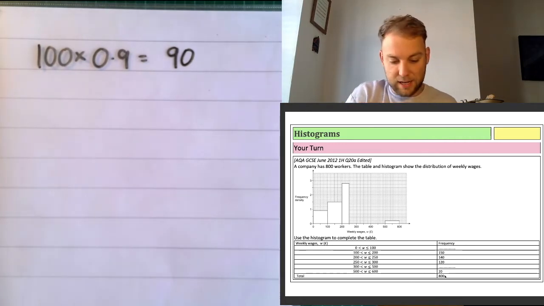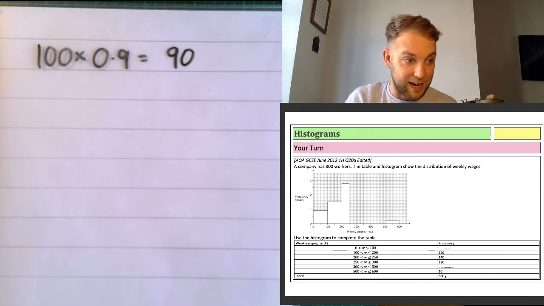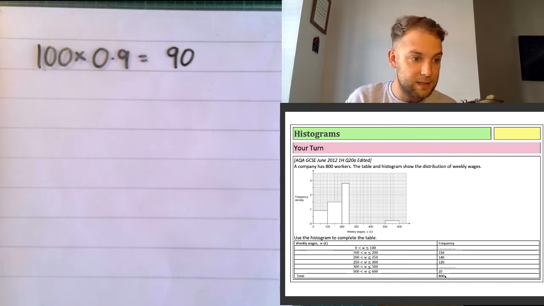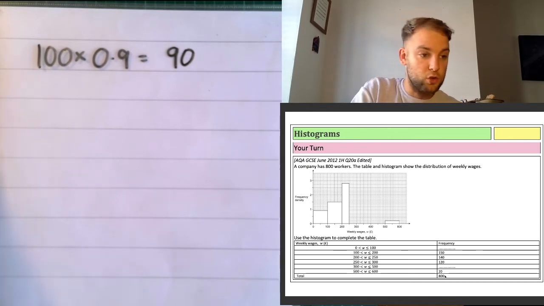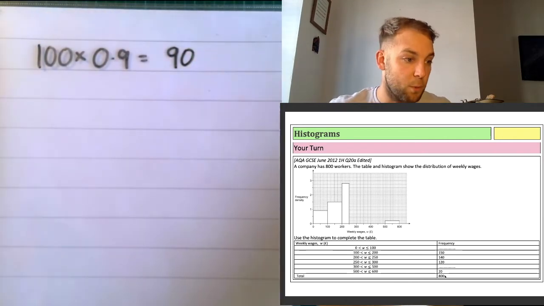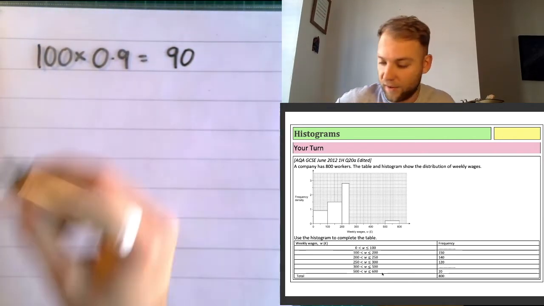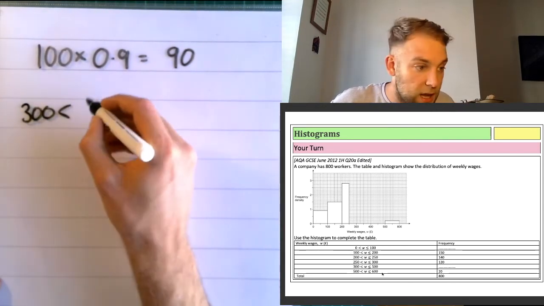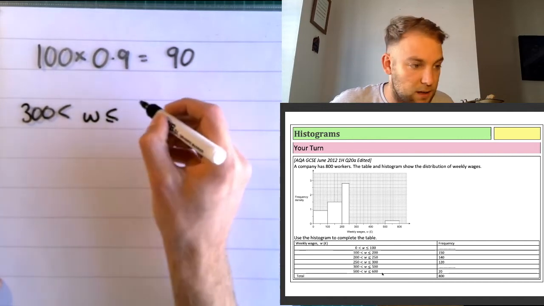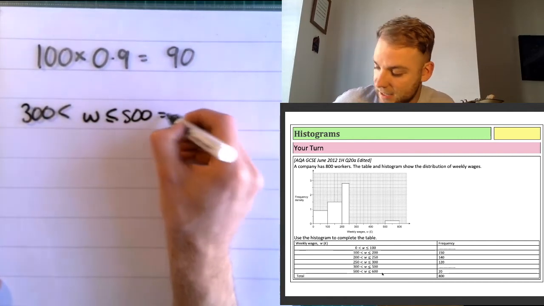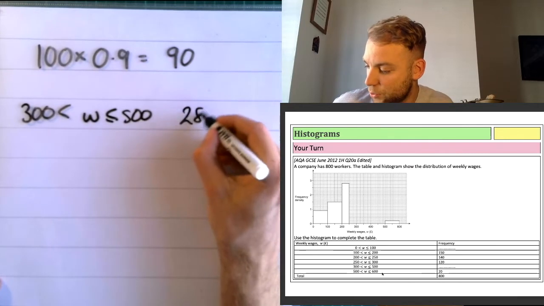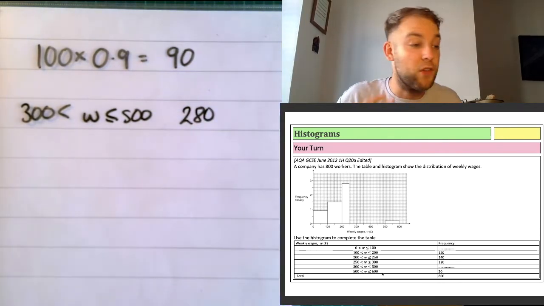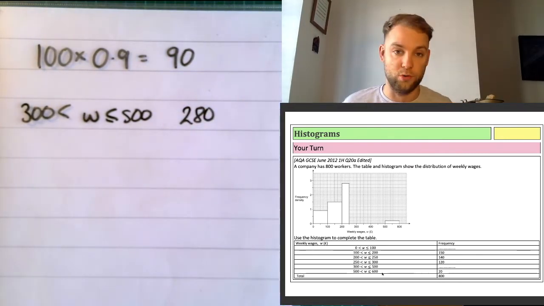So it's going to be 800, subtract 90, subtract 150, subtract 140, subtract 120, subtract 20, which is equal to 280. So that one, between 300 and 500, the frequency is 280. Remember, that means the area of that there is 280.